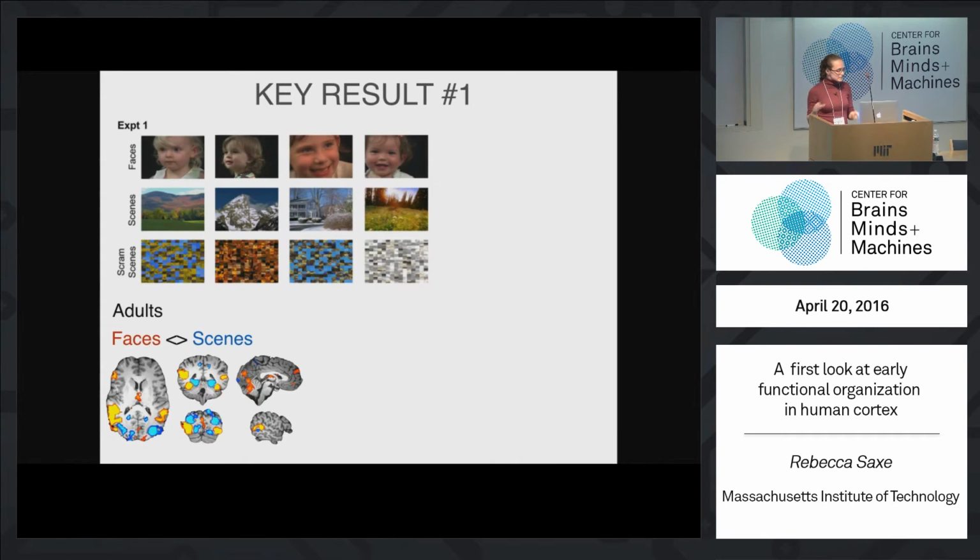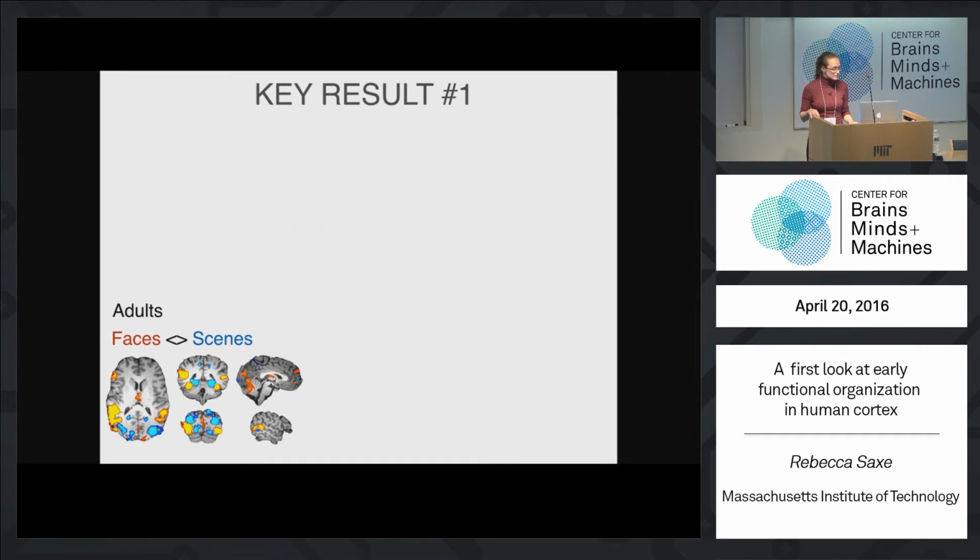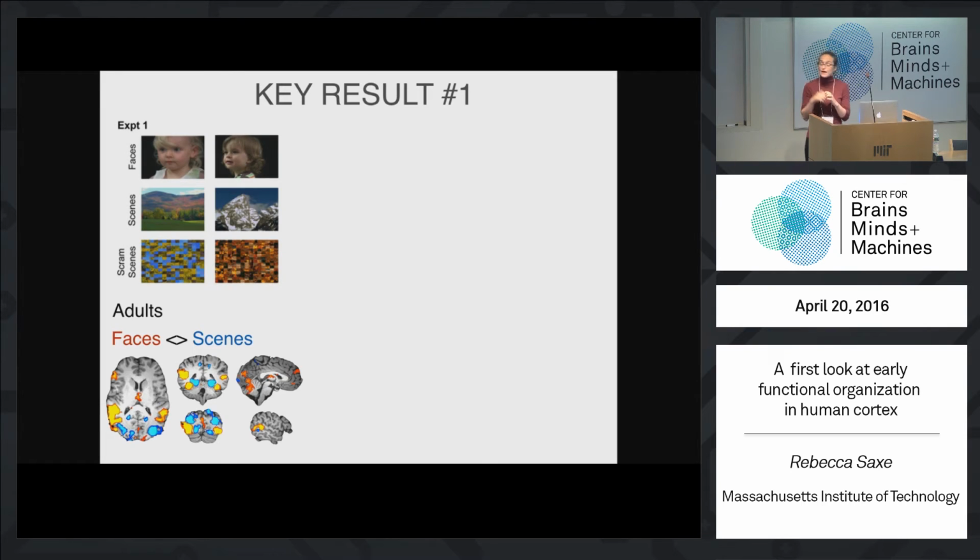The first key result of this experiment: for our first experiment, we chose what is basically the first principal component of cortical responses in higher level vision. It's the biggest difference you can measure in human adults, which is the difference between faces and scenes. So we had 9 infants watching movies of faces and scenes. This shows you what to expect from a human adult. And the key question is, what would you see in a 6-month-old baby?